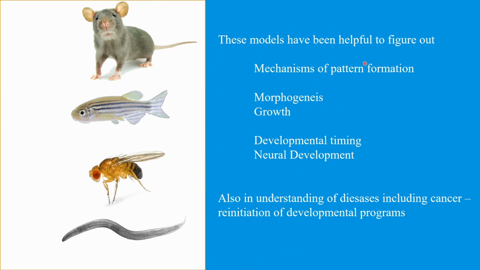So these models have been helpful to figure out the mechanisms of pattern formation, morphogenesis, growth, developmental timing, and neural development. And we will touch upon some of these things throughout this course. But as I mentioned, and I'll keep mentioning, they're also important in understanding human diseases, including cancer. And I will keep reiterating this, that cancer is basically a reinitiation or a re-expression of developmental programs and developmental genes at a time that is not suited.